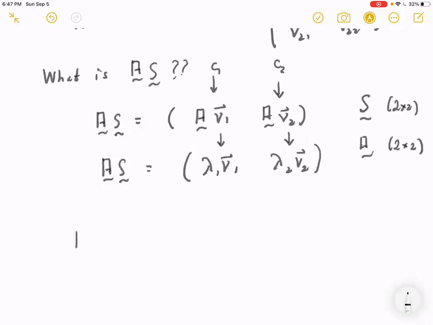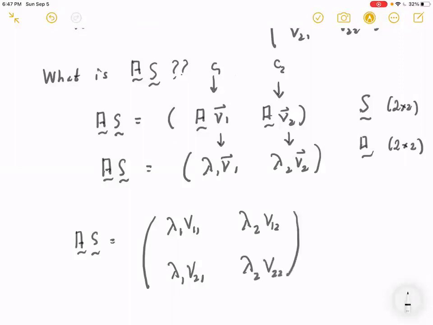So can you write this out? I mean, this is convenient shorthand notation, but you always should be able to know what this means. The first column of the product of A with S is lambda sub 1 times V sub 1,1, lambda sub 1 times V sub 2,1. And then the second column is lambda sub 2 times V sub 1,2, and lambda sub 2 times V sub 2,2. Remember, the first subindex is a row index. Second one is a column index.